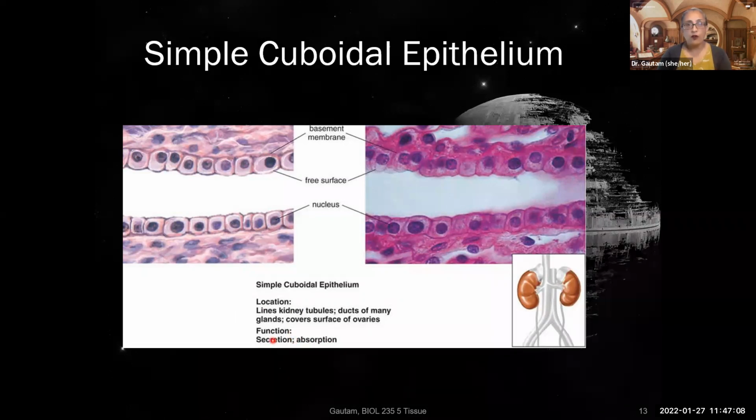So where would you find cuboidal cells? Wherever you need a secretive function, right? So wherever you need glands. So kidney tubules, ducts of glands, covering surfaces of ovaries, really wherever you need secretion of endocrine or exocrine function.